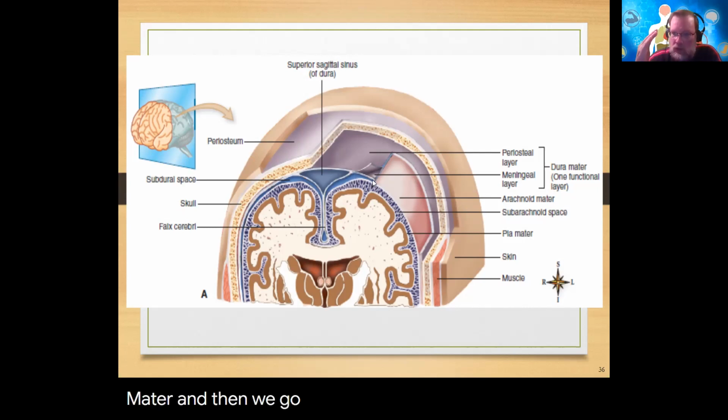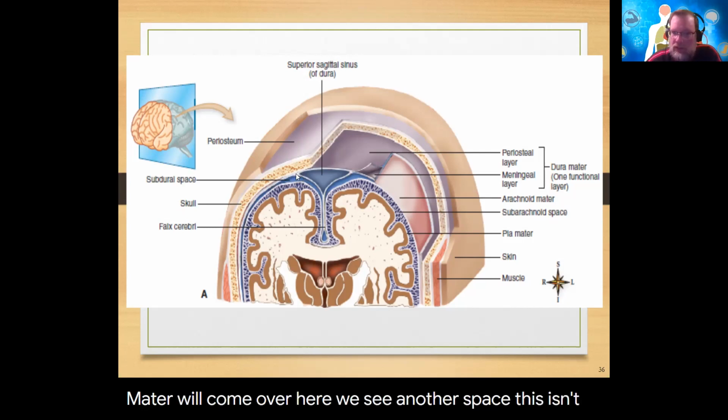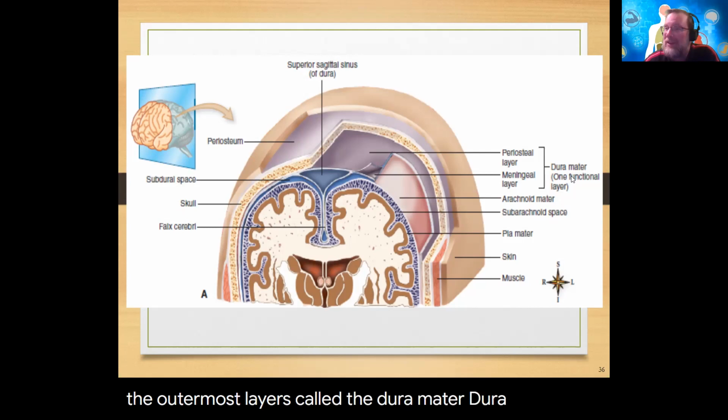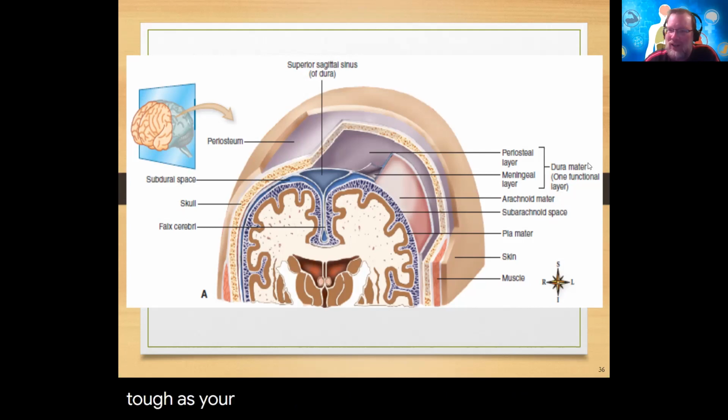And then we go just superficial to the arachnoid mater. We'll come over here. We see another space. This one's called the subdural space. Okay, subdural space. So below the dura. That means the next layer, the most superficial or outermost layer, is called the dura mater. Dura means tough. That is your tough mother right there.